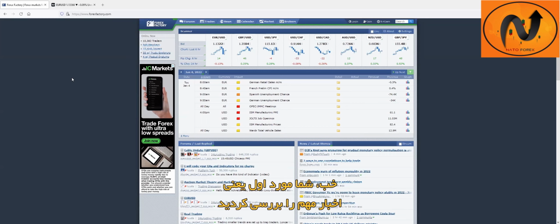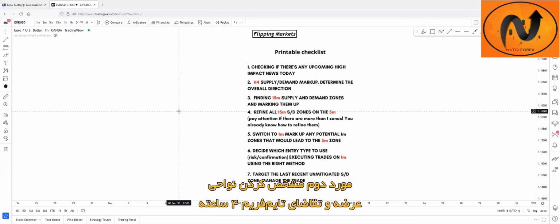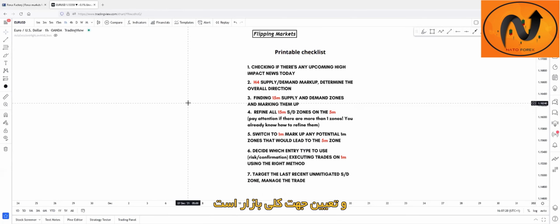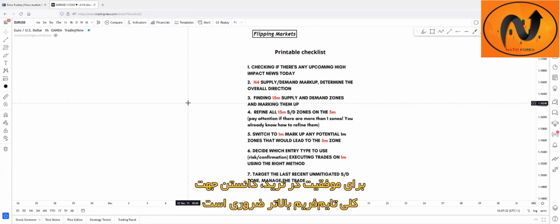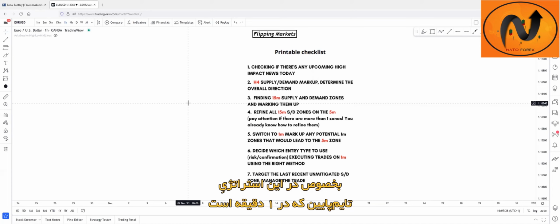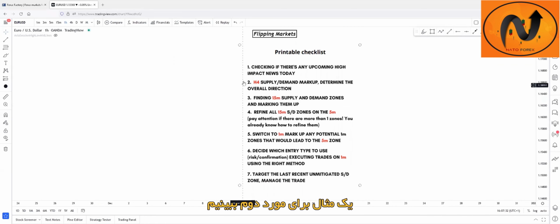So you did the first point, you check the high impact news. Let's see the second point. The second point is the 4-hour supply and demand markup and determining the overall market direction. Knowing the higher time frame direction is necessary if you want to be successful in trading, especially in this 1 minute lower time frame strategy. Okay, so let's see a whole example for the second point.